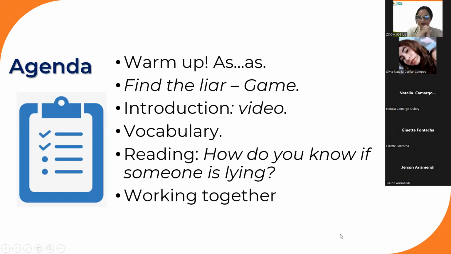Basically, our lesson of today's meeting is the reading. The reading is kind of interesting. It's about lying. Its name is How Do You Know If Someone Is Lying? Because of that, I brought this game here, and I hope it works because it's one of the games that I usually play with my students in the real classroom, there on the campus. But I think I have everything for making it work in this kind of environment. So let's see if it works, okay? We are going to play that game. And after that, we will have an introduction about telling lies, how you can identify when someone is lying, etc.